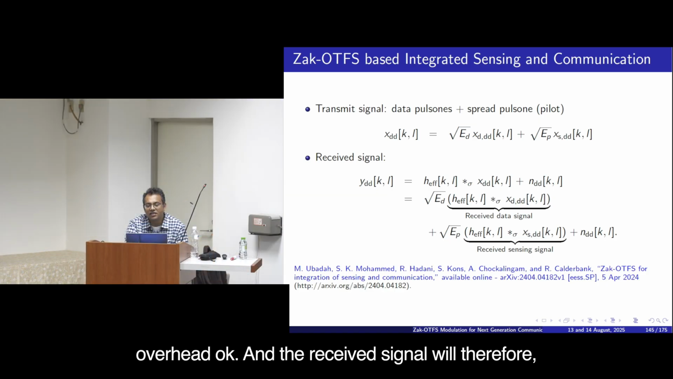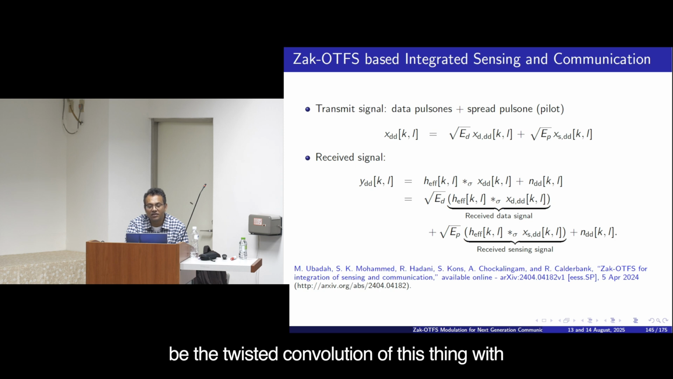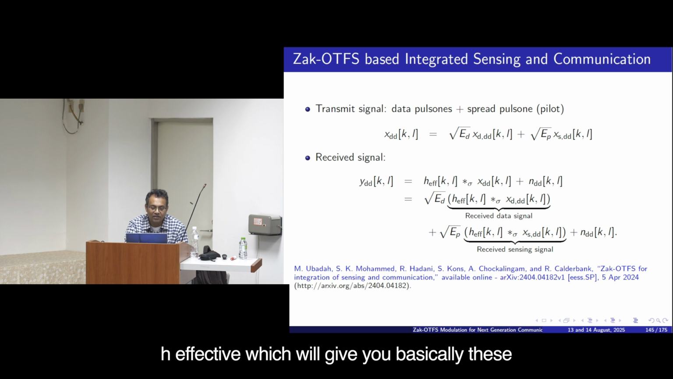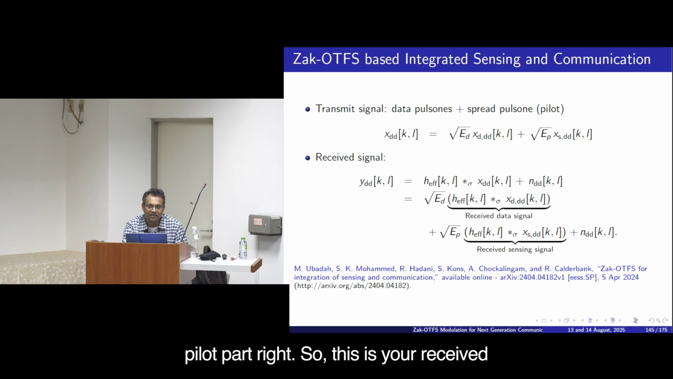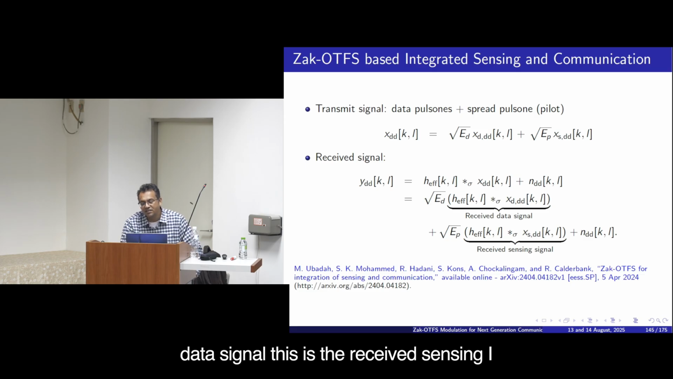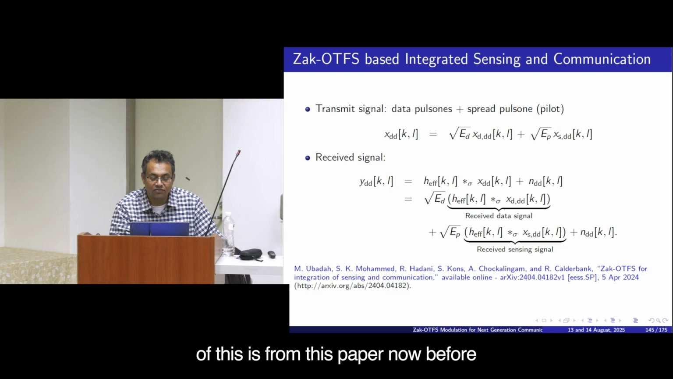And the received signal will therefore be the twisted convolution of this thing with H effective, which will give you basically these two terms, because H effective will get convolved with the data part and with the pilot part, right. So, this is your received data signal, this is the received sensing, I call it the sensing signal, okay. So, all of this is from this paper.